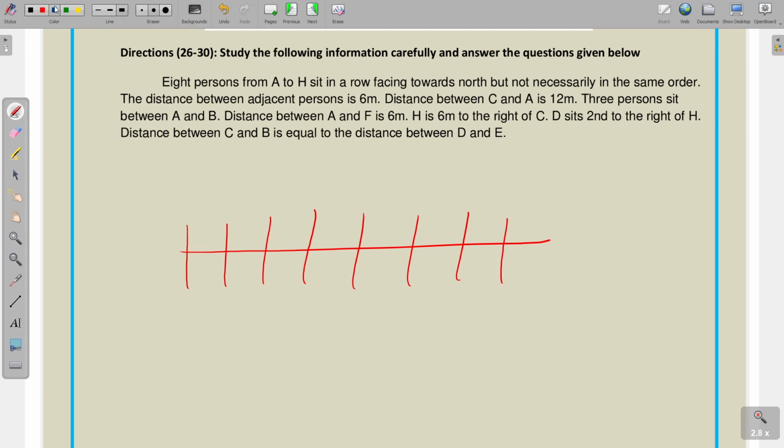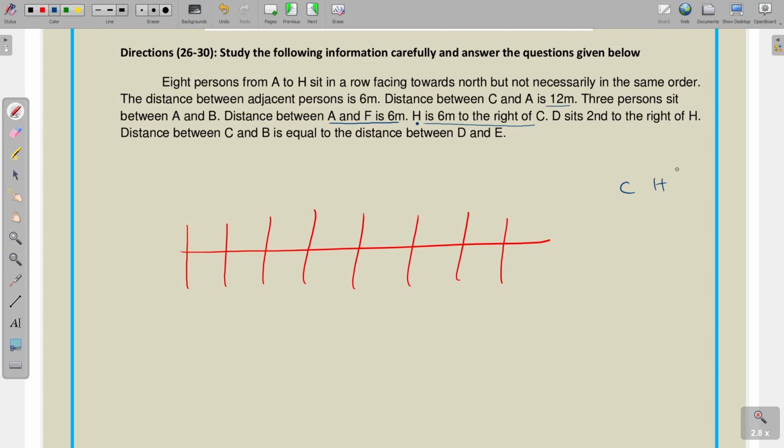See the first one. Distance between C and A is 12 meters, in the sense between C and A there is one more person. And next, 3 persons sit between A and B. Distance between A and F is 6 meters, in the sense A and F are immediate neighbors. H is 6 meters to the right of C. H and C are immediate neighbors. To the right of C, H sits.